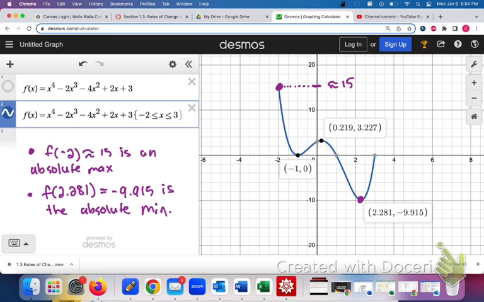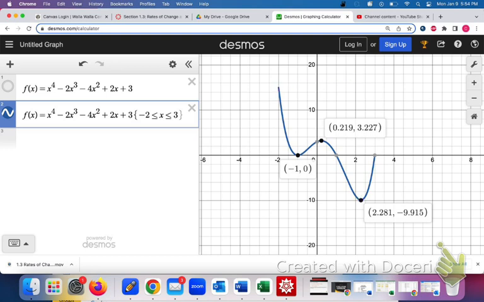You'll notice that local max and mins can't occur at the endpoints of a graph, but absolute maximums can. Okay, well, that concludes the video. That's at least an introduction to this section on rates of change and behavior of graphs.